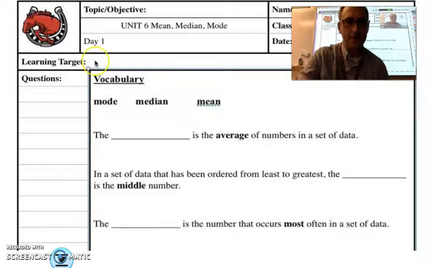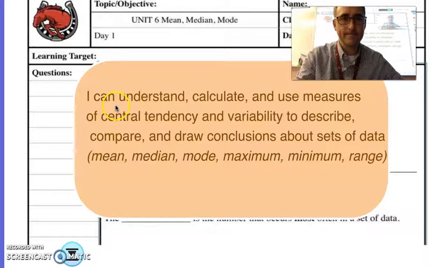Our learning target here is going to be to understand, calculate, and use measures of central tendency and variability to describe, compare, and draw conclusions about sets of data. That includes calculating the mean, calculating the median, calculating the mode, determining the max and the min, and using max and min to determine range.